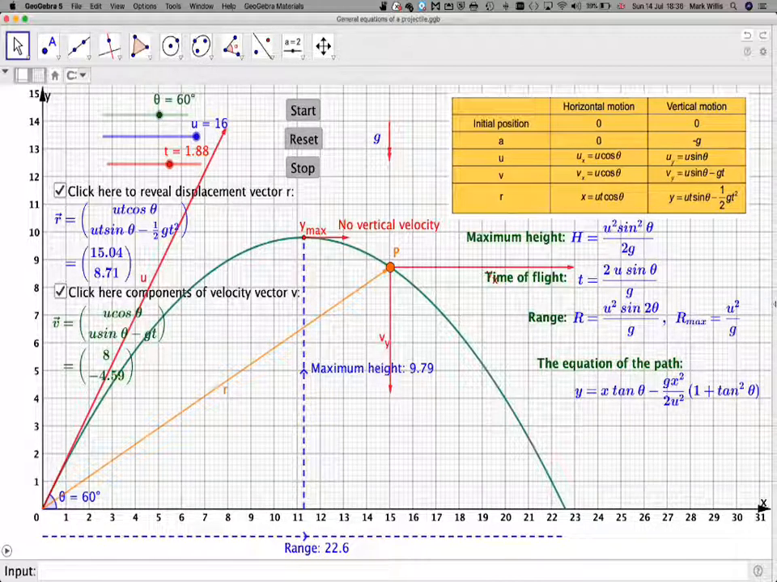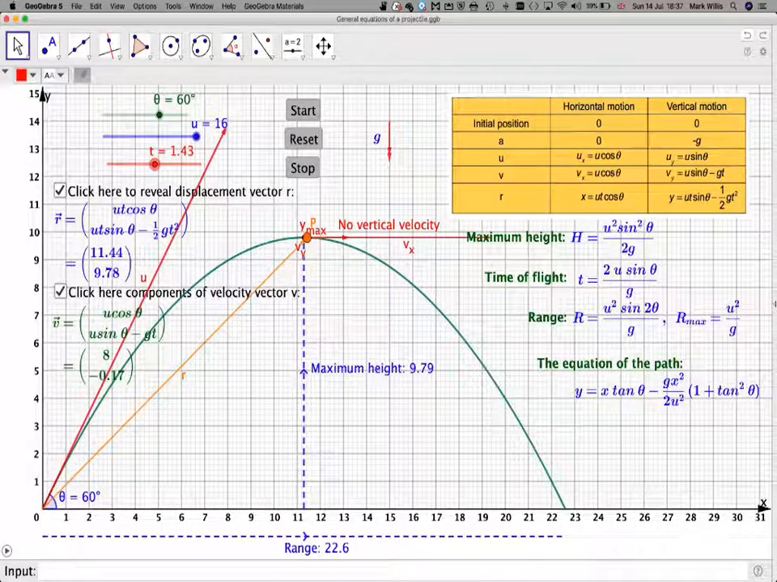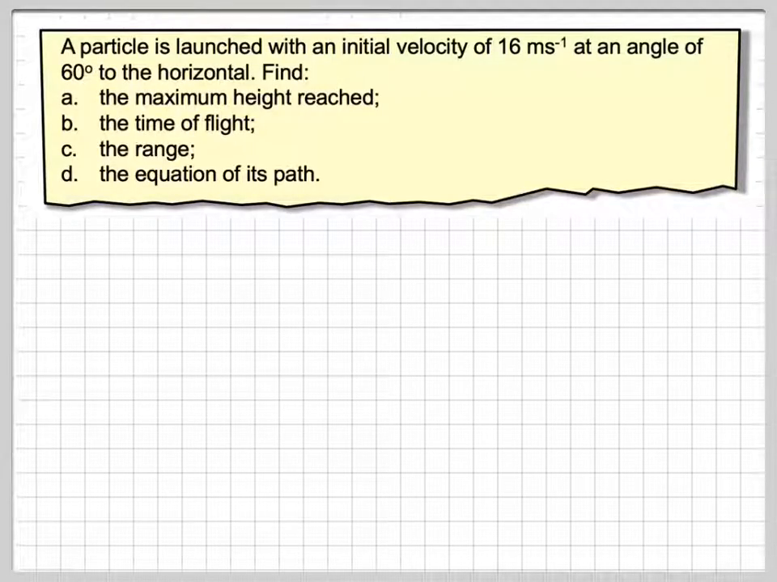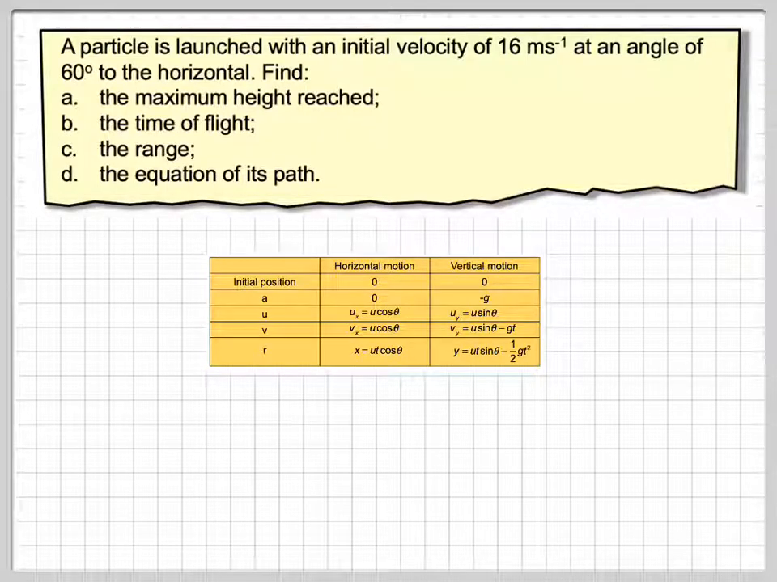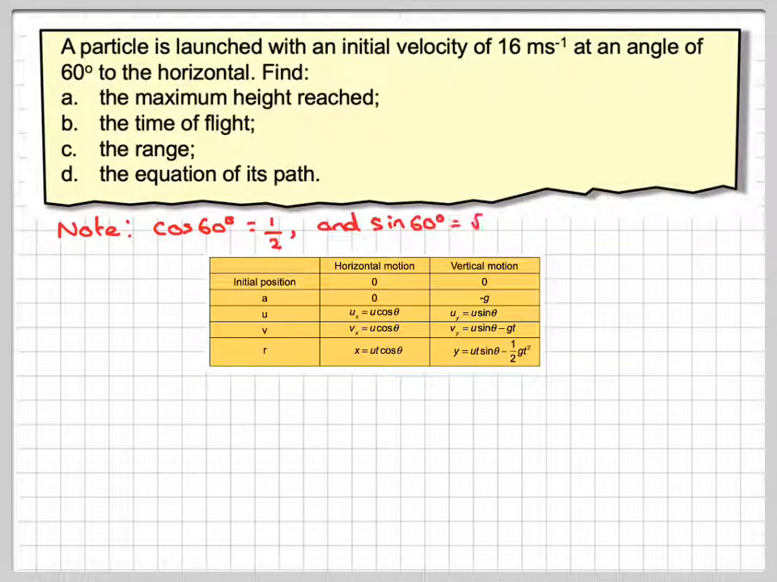Right, so in order to find the maximum height, which is going to be about there, you'll see that the velocity in this direction is 0. All we're going to have is a horizontal velocity. So, taking my table here, note that cos 60 is equal to a half, and that sine 60 is equal to root 3 over 2.